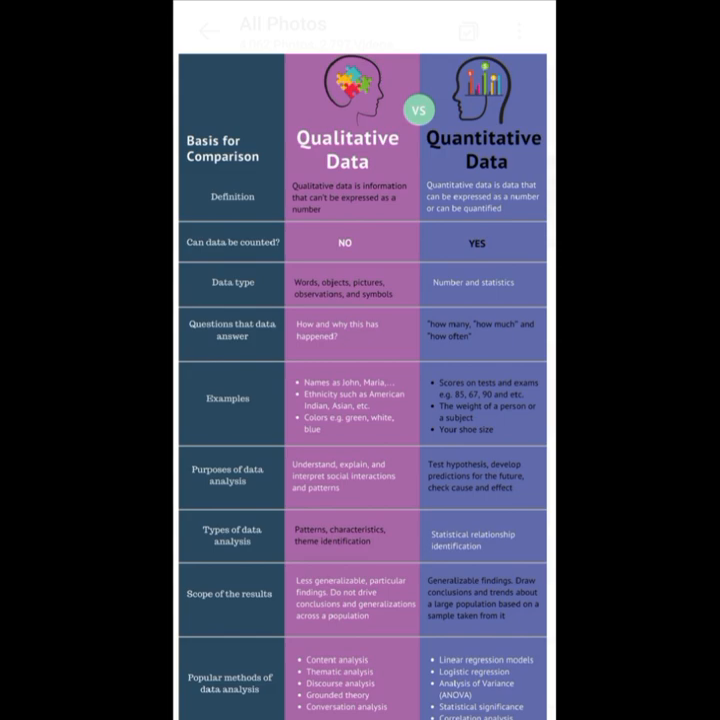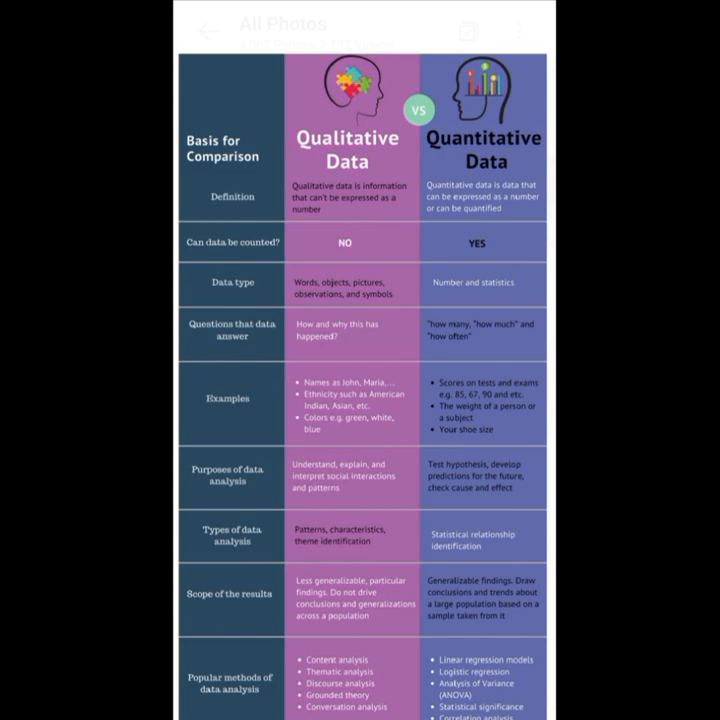If we talk about the scope of the result, qualitative research usually gives specific and detailed insights, but they are less generalizable. For example, if you interview 10 teachers about classroom stress, you will get deep insight, but you can't apply it to all the teachers everywhere. Quantitative research, however, gives broader and more generalizable results. If you survey 1,000 teachers and find that 70% experience work stress, you can generalize that finding to a larger population.